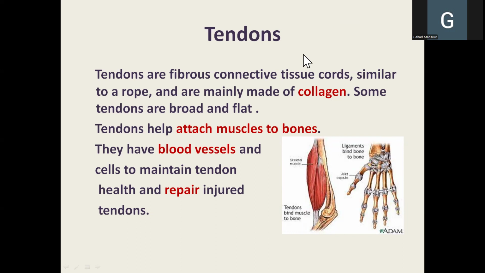For example, you might have a scientific term like fibrous connective tissue cords made mainly of collagen that connect the muscles to the bone, and therefore you have to identify the answer as the tendon. Or you might be asked to define a tendon. So when you define a tendon, there are certain key words that you have to take into consideration.